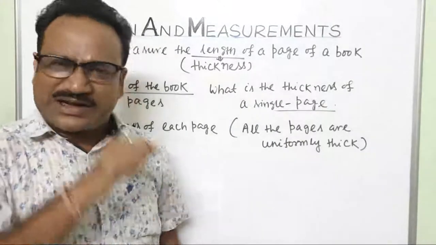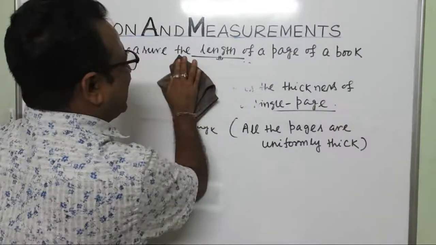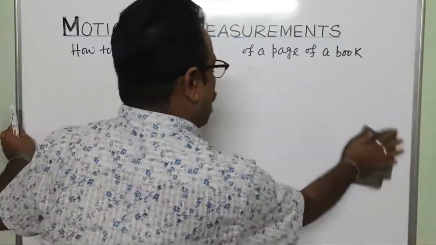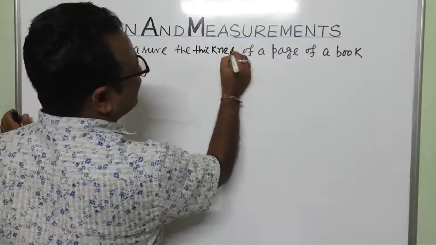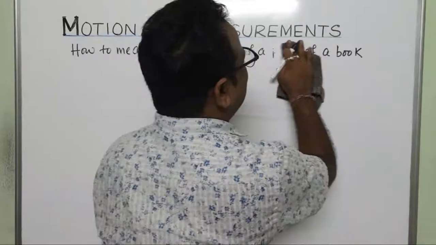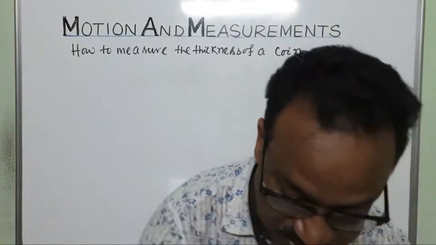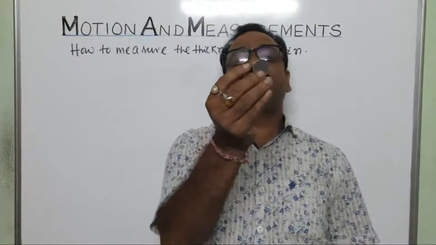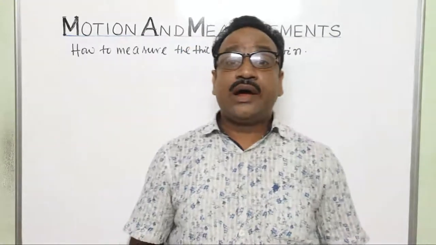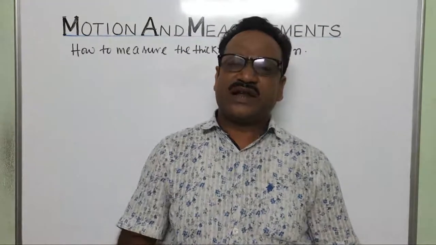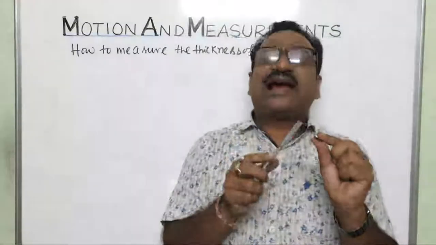Now the next one, very interesting one. Suppose we all are using coins. How to measure the thickness of a coin? You have seen coins, seen or not? So now see, this is one 2 rupees coin. Suppose I want to measure the thickness of a coin, but it is very difficult to measure the thickness of a single coin by using this scale. Very difficult, and accurate data will not come.